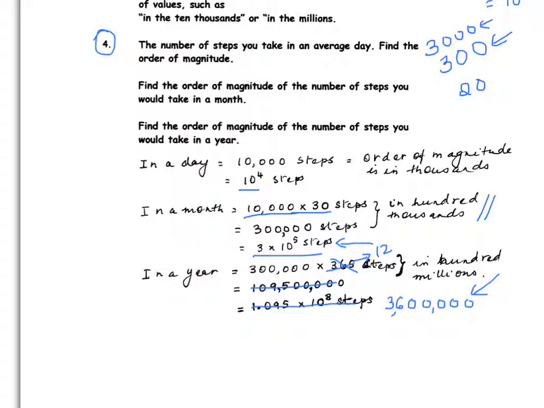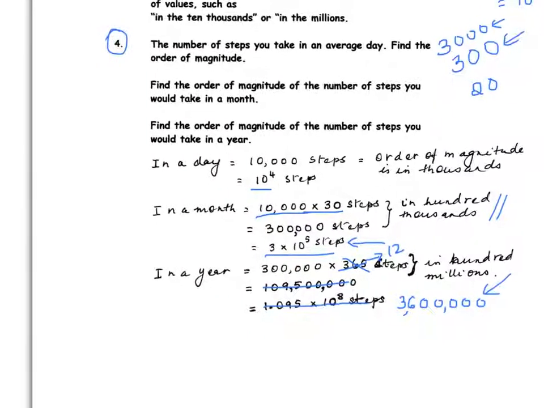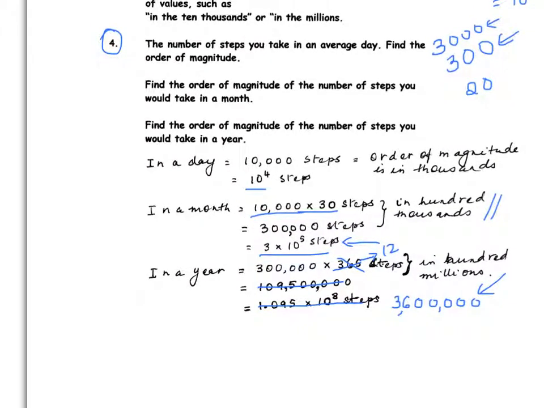So notice the error here. If this is the monthly number of steps, so in a month, if we take 300,000 steps, and if there are 12 months in the year, I should have multiplied it with 12, not with 365. And that would give us the final answer.